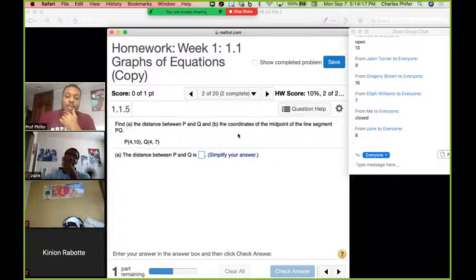Find the distance between these points, the coordinates of the midpoint. Find the distance and the coordinates of the midpoint of the line segment. Okay. So this is question number 2 from this assignment. This comes from 1-1, number 5. Basically, it's asking us to find the distance. You see, find the distance and the midpoint.